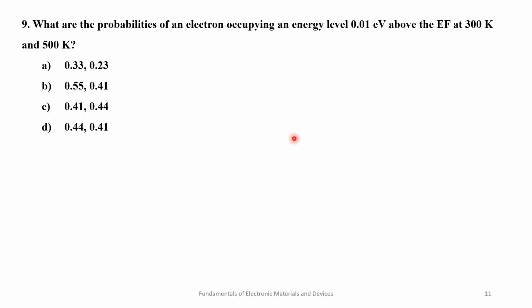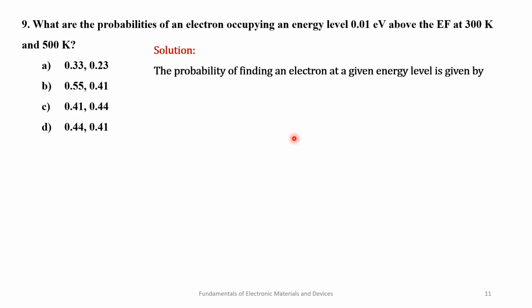If you want help with the equation, I can project the equation for you. Or have you identified the equation on how to solve this? Ma'am, it's the Fermi-Dirac distribution equation. And I got option A, 0.33 and 0.23. Okay. Any other answers?